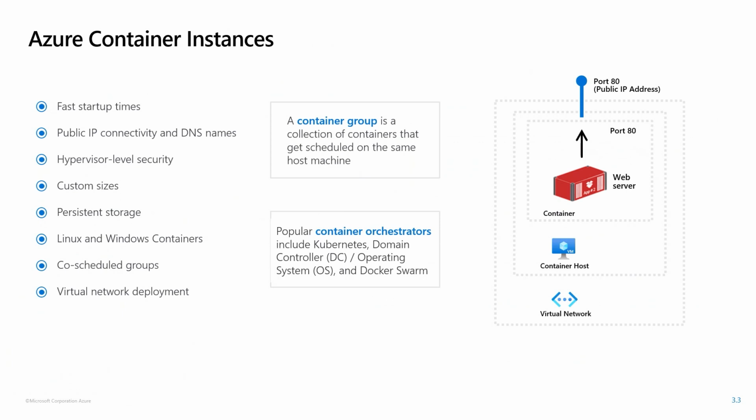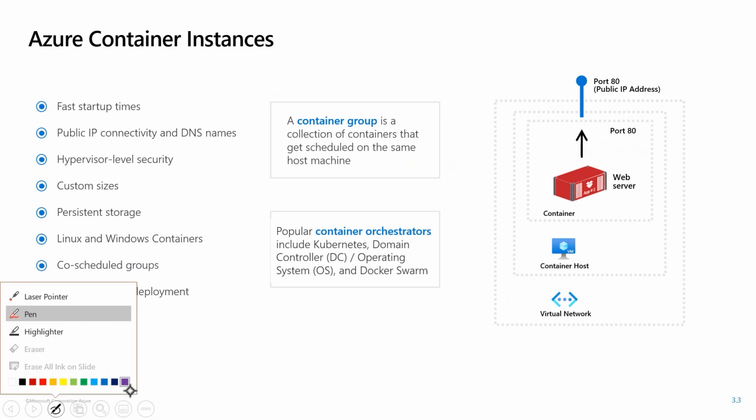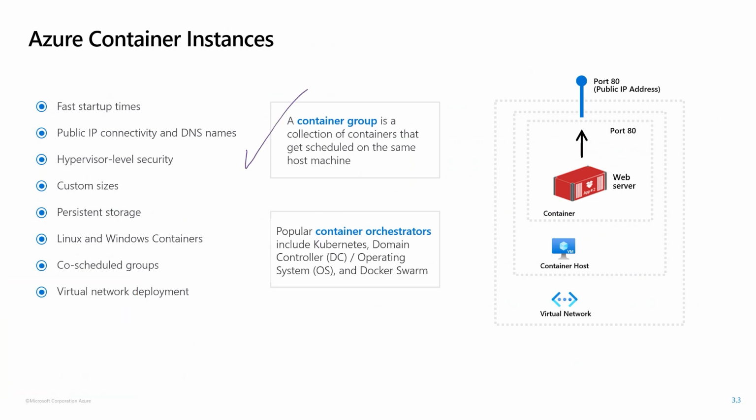So before sitting for the exam, you definitely want to understand the components of ACI to include container groups, which are a collection of containers that get scheduled in the same host. To understand that ACI does not necessarily support orchestration like Kubernetes does. So there are some comparison and contrast that you definitely want to understand to give you great success before sitting for the AZ-104.